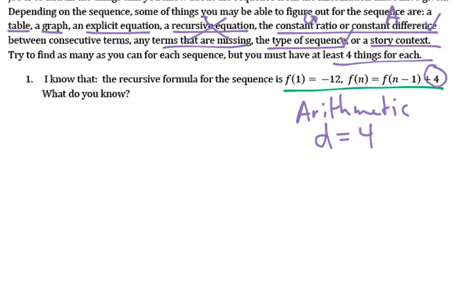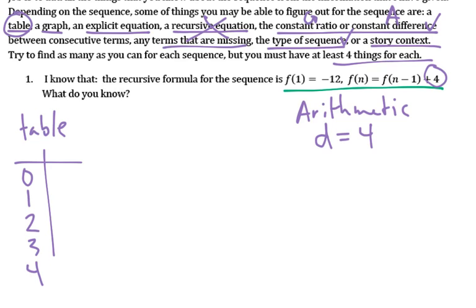Could I make it an explicit equation? Not quite, but almost. I could make a table though. So I'd start and I'd go 0, 1, 2, 3, 4. And I know that at f of 1 we're at -12, and my pattern is adding 4. So that would be -8, -4, 0, and so on. But I can also back it up and figure out that that's -16.